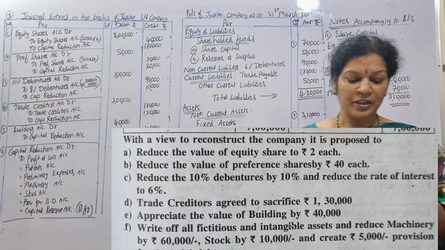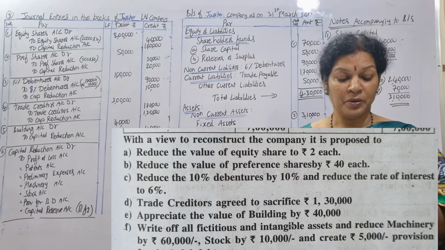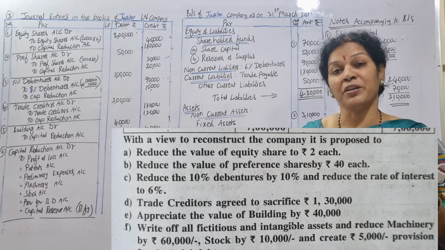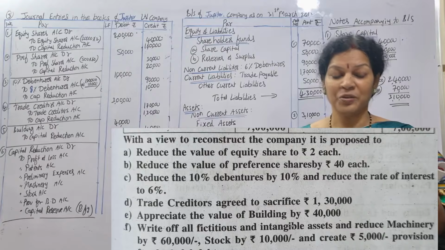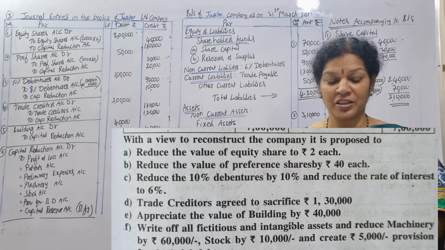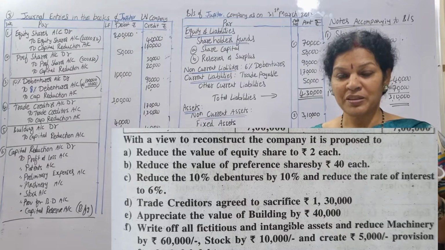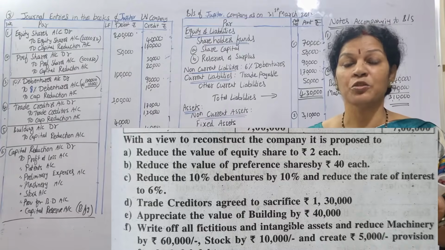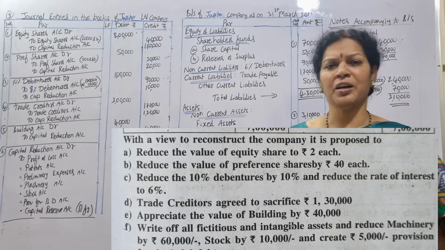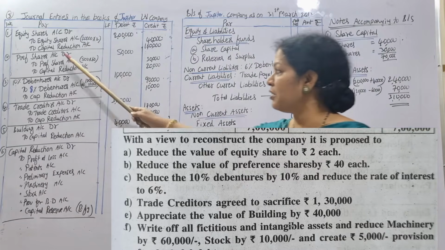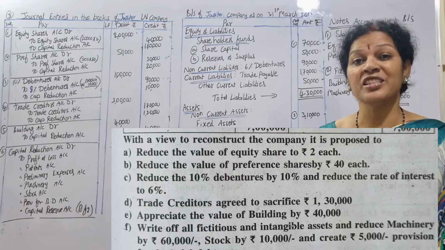Now the next one: reduce the value of preference shares by 40 rupees each. Each preference share we have to reduce by 40, which means we have to make it 60. Are you getting this point? They want to decrease 40 rupees, meaning make it 60 rupees only. So what is the preference shares entry? Preference share capital account debit to capital reduction. I have written the entry.